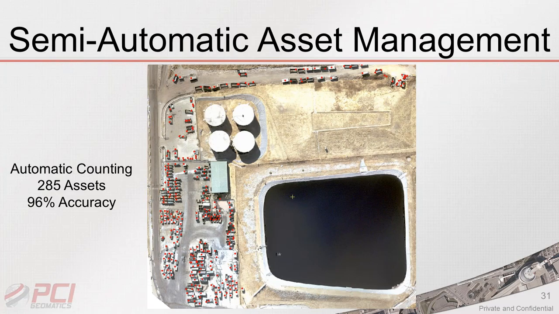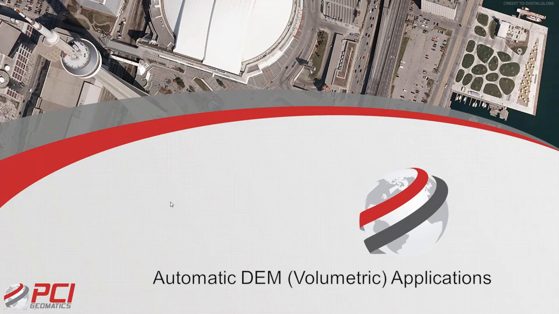This is actually UAV data here. We applied, once again, a similar approach with a little bit of additional heuristics, such as taking shadows into account. We used the shadows to help separate features, and we were able to create a semi-automatic way to count different assets in an area. As you can see, we counted 285 assets, and when we manually counted the assets, we found out that our semi-automatic approach was 96% accurate. So a high level of accuracy in that respect.